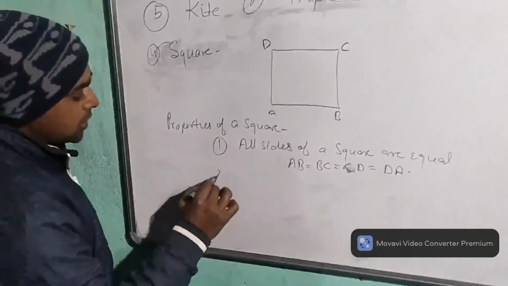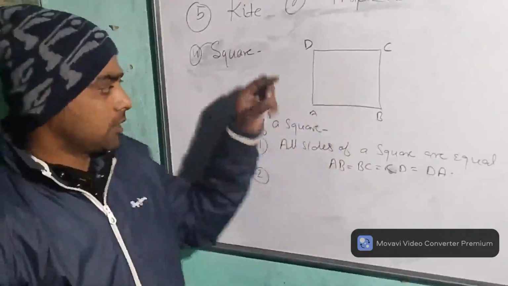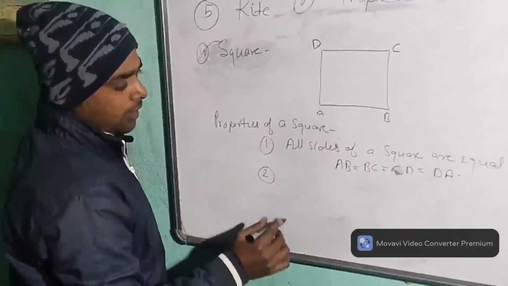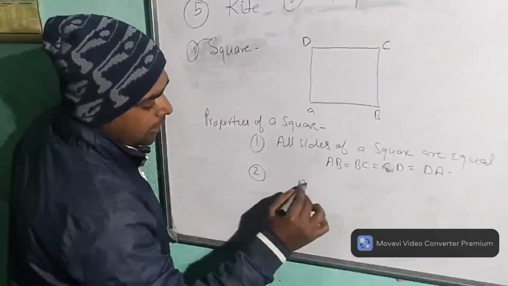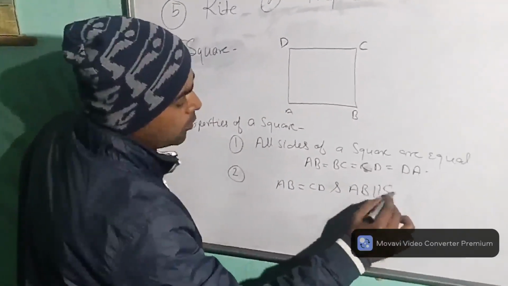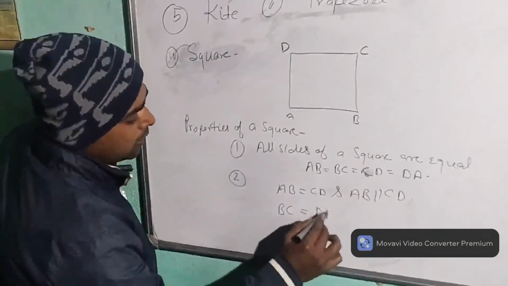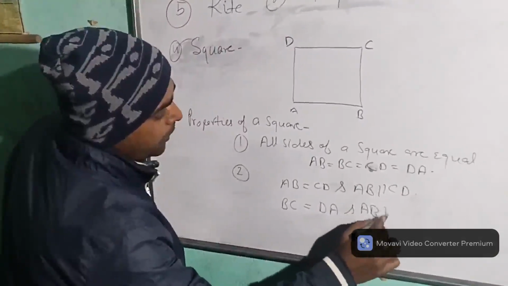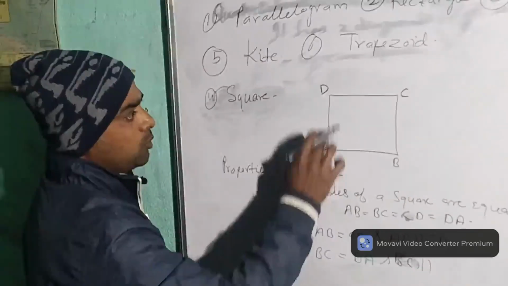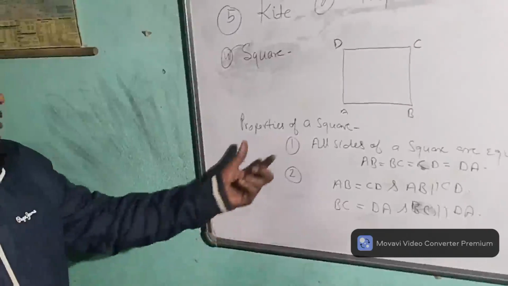And second one is opposite sides of the square are equal and parallel. That is AB equal to CD and AB parallel to CD, and BC is equal to DA. Sorry, BC parallel to AD, DA. This is the second property of square.